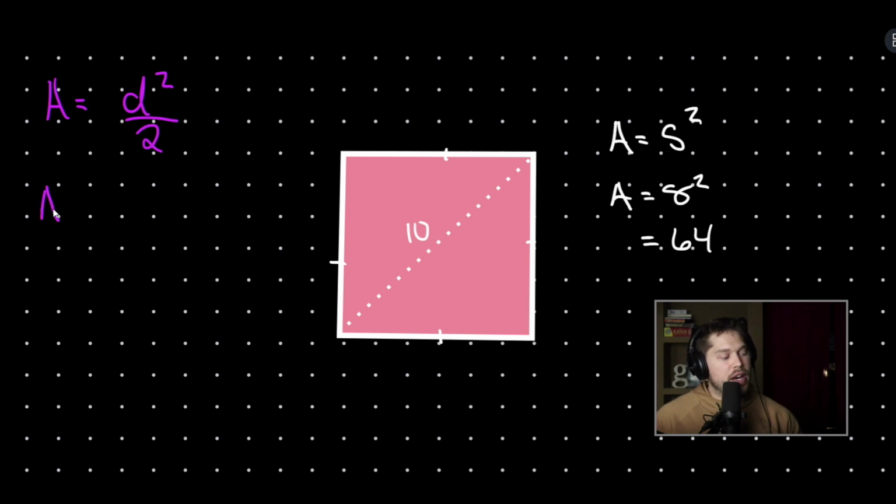So let's plug in our values. 10 squared is 100, and 100 divided by 2 is 50.